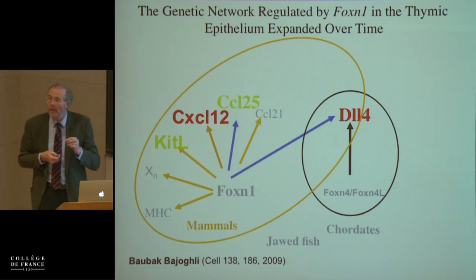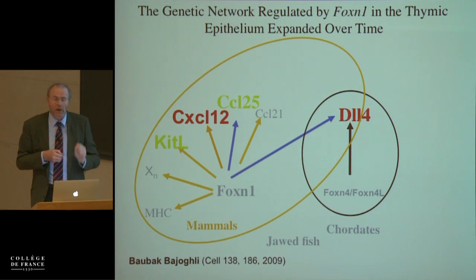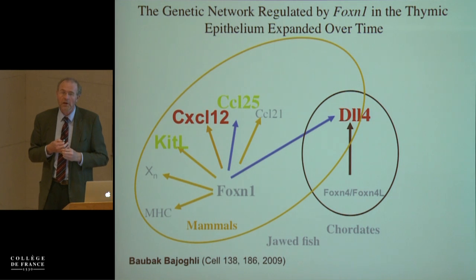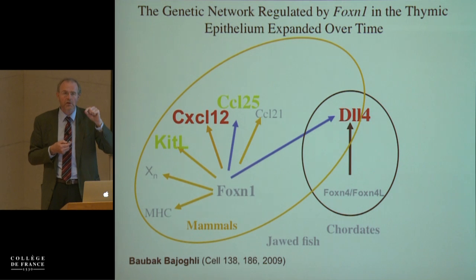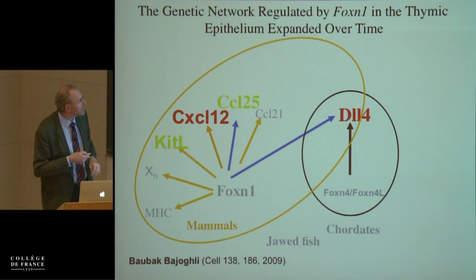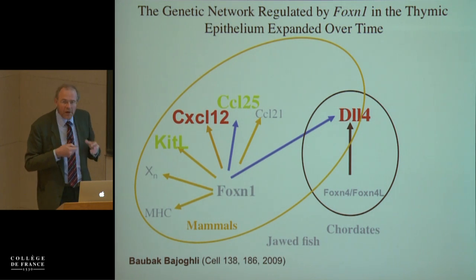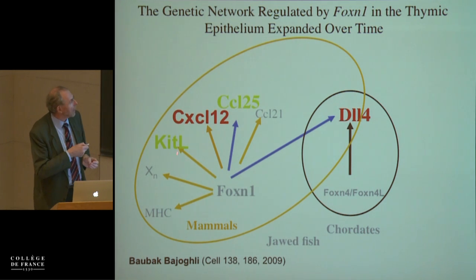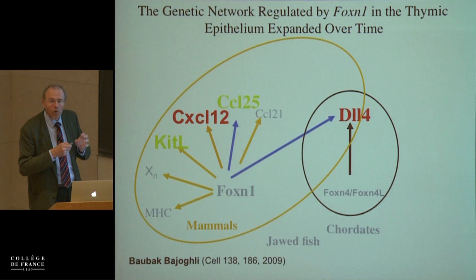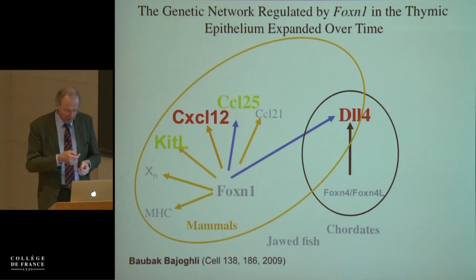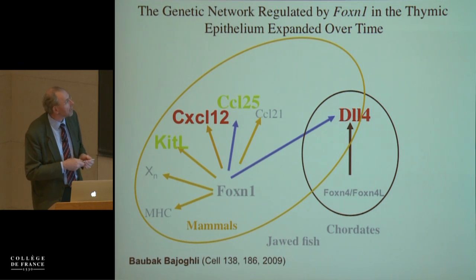And indirectly, although I'm not discussing this today, FOXN1 also controls MHC expression in the thymic epithelium, particularly MHC class 2, through its regulation of CIITA, which is a central regulator of MHC class 2 expression. So FOXN1 really is, although I don't like the term very much, a master regulator of a genetic program that equips thymic epithelial cells with all the facilities to attract and specify and perhaps select incoming lymphocyte progenitors.